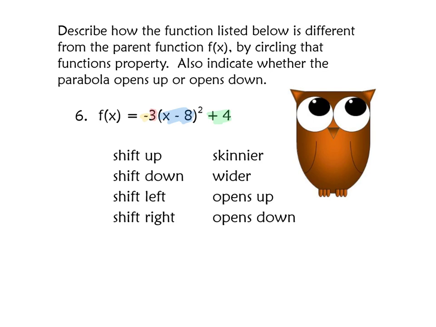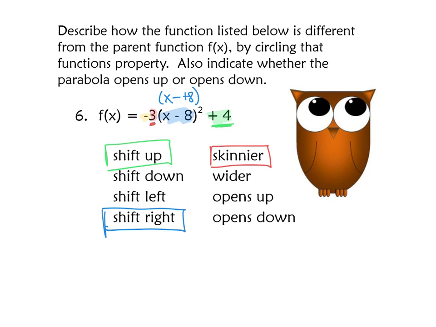So on this example, my A value is 3, which means this gets skinnier. Again, my H value is technically a +8, which means this shifts right. My K value is a +4, which means shift up. And out in front here, I have a negative, which means opens down.